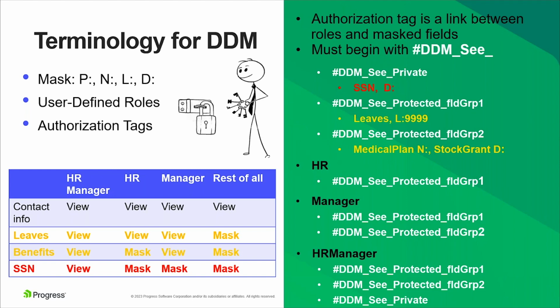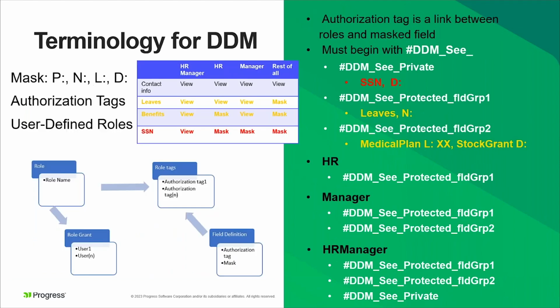Now let's see the connection between these different terms. Roles are granted to the user, and each role has a tag assigned to it, and the tag is also assigned to the fields. A user who has been granted a particular role will have the tags for that role, and as they have the tags with them, they are able to see the data of the masked field having that tag. As discussed in our previous slide, only the HR manager will be able to see the SSN field, as only the HR manager role has the DDMC private tag assigned to it.